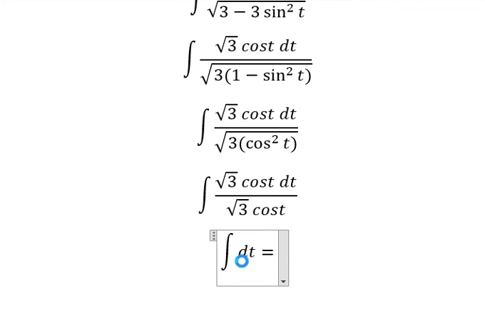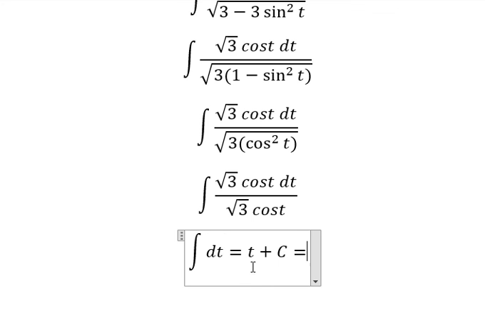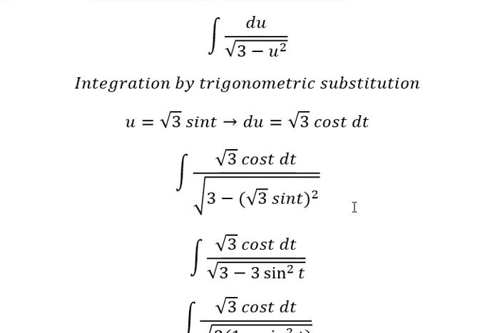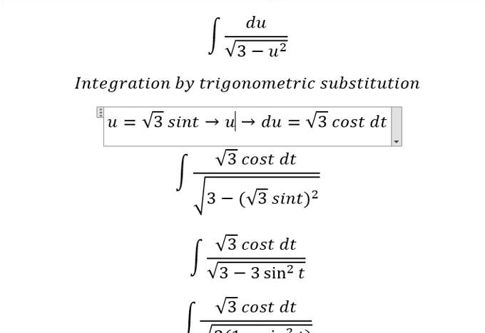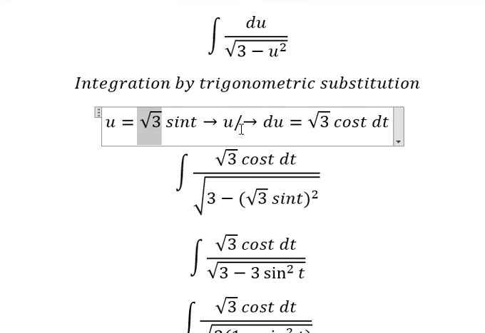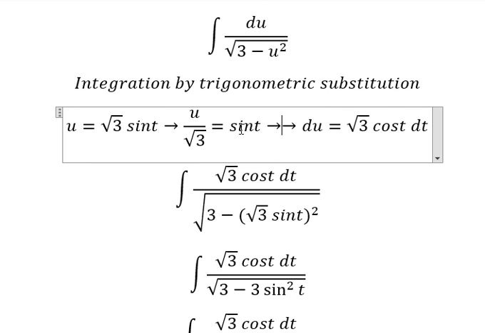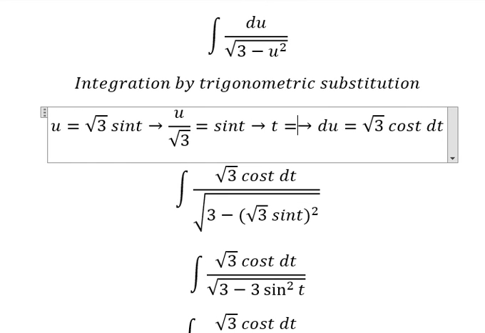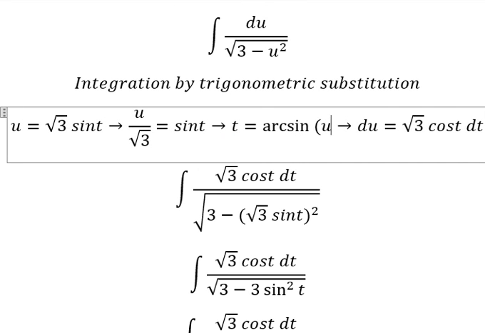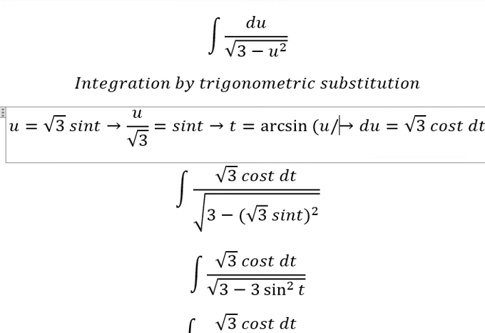The integration of dt, we have t, and I will put c. About t, that is this one. So we divide both sides by the square root of 3. And then you get t equals arcsine of u over the square root of 3.